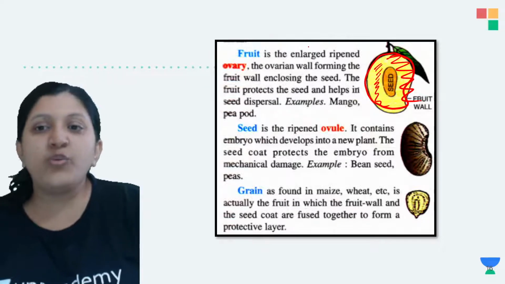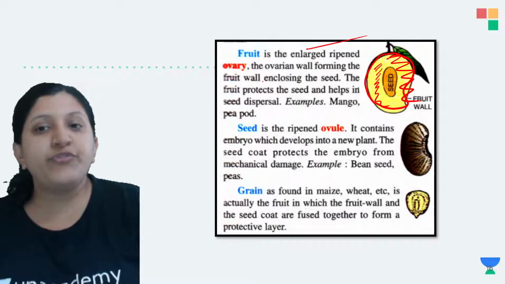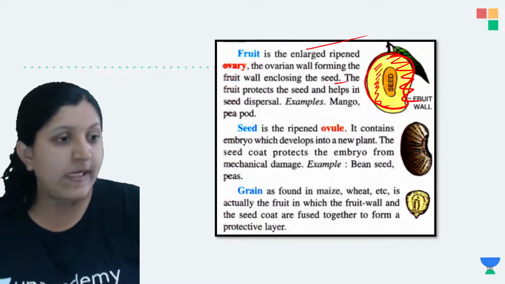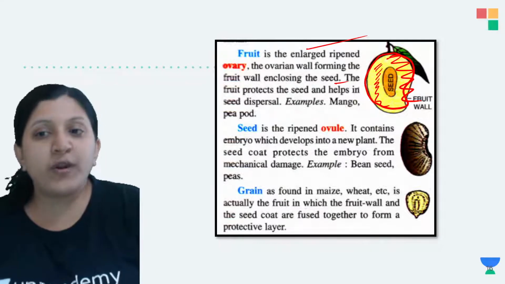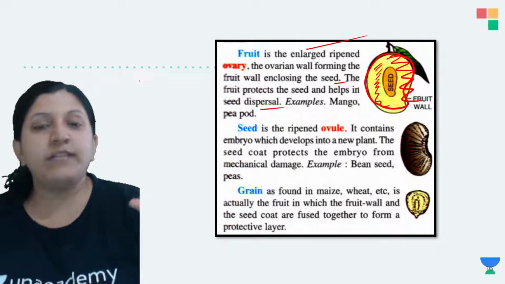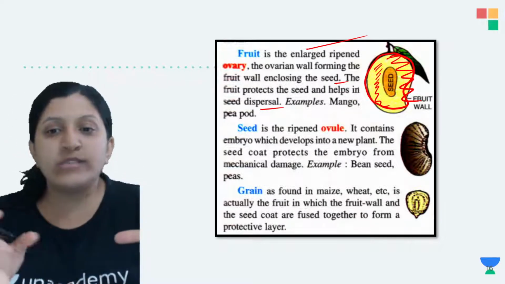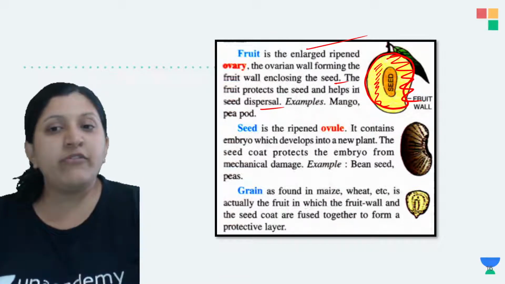Okay, so now a fruit is an enlarged ripened ovary, the ovarian wall forming the fruit wall enclosing the seed. So there is a fruit wall that is enclosing the seed. The fruit protects the seed and helps in seed dispersal. Once all the functions of a fruit are done, this one will protect the seed.